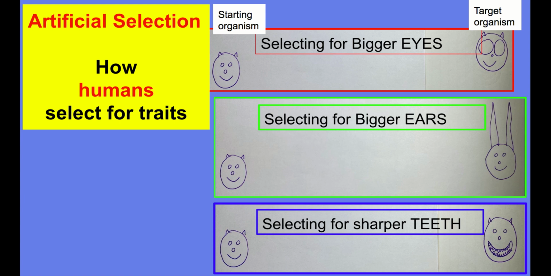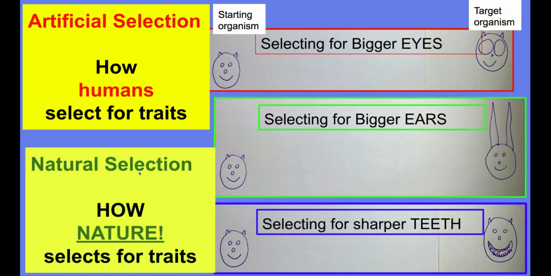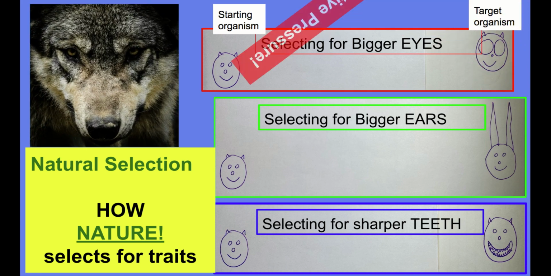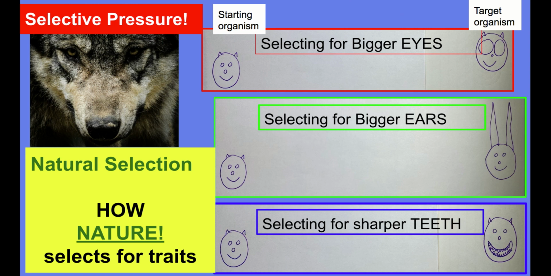So you'll recall that artificial selection is how humans select for traits, and natural selection is how nature selects for traits. So the assignment is very similar. In the natural selection story, you have to come up with a third character. In my case, I had a wolf, who acts as the selective pressure that selects for the trait you're looking to make.